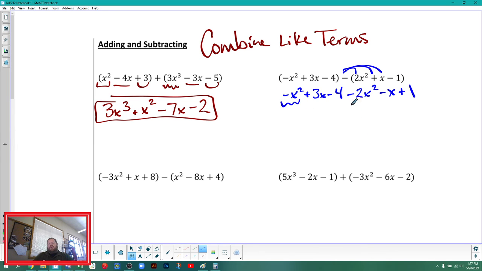Now I look at my different terms that I have, and everything gets to be combined with something else. -x² and -2x² is going to be -3x². 3x and -1x will be plus 2x, and -4 and +1 will be -3.